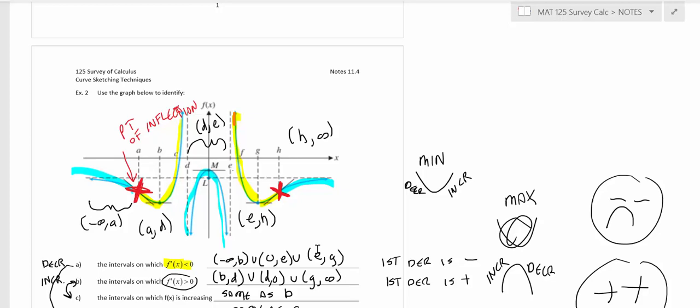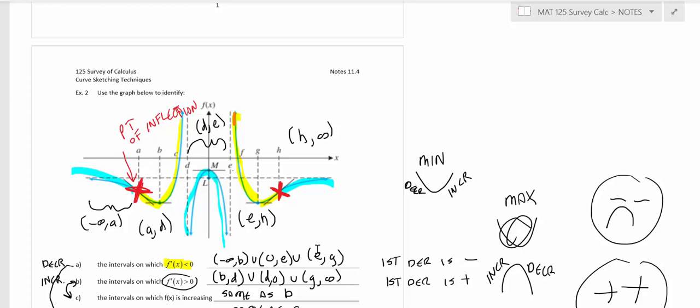Now see, this is not a point of inflection, even though at D, the graph changed from up to down, but that's not a point. That's an asymptote. How about B? The what? The B. No, that's your concave up there.